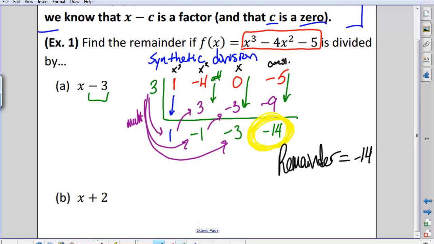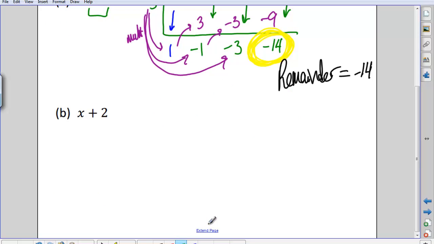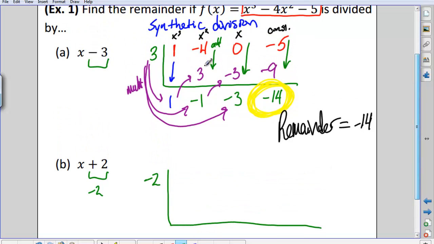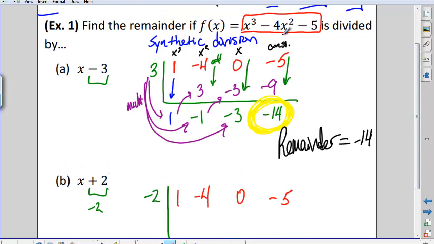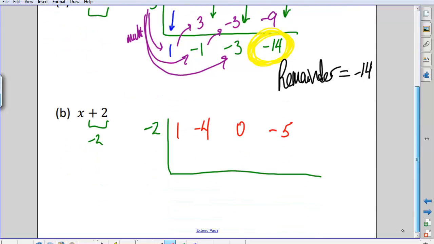We're dividing by x plus 2. So I'm going to start with the opposite of this, which is a minus 2. And then the same 1, negative 4, 0, negative 5, because we're dividing into this same polynomial. Just working this down, bring down the 1, negative 2 times 1 is negative 2. If we add negative 4 and negative 2, we get negative 6. Multiply again, negative 2 and negative 6 is 12. If we add that, we get 12.